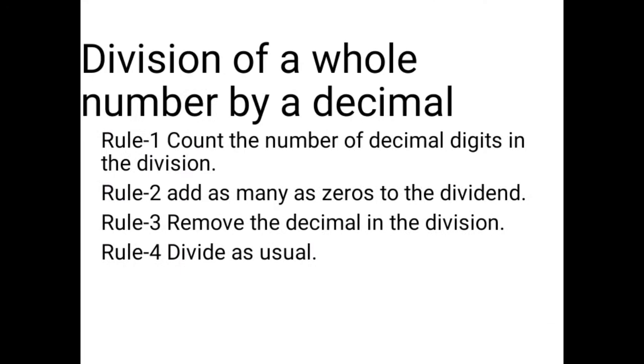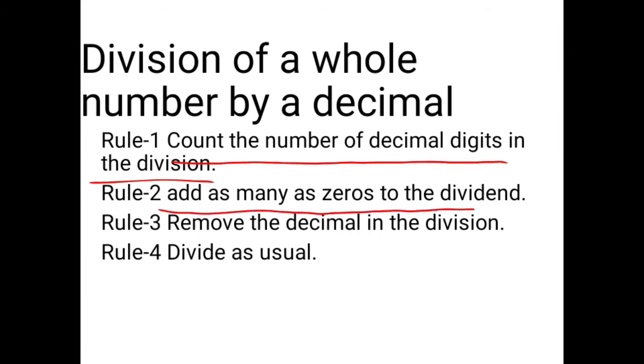Now come to the next topic, that is division of a whole number by a decimal. In division of a whole number by a decimal, there are some rules. First, we have to count the number of decimal digits in the divisor. How many digits are there? We have to count them. After that, add as many zeros to the dividend. Then remove the decimal in the divisor, and after that divide as usual.